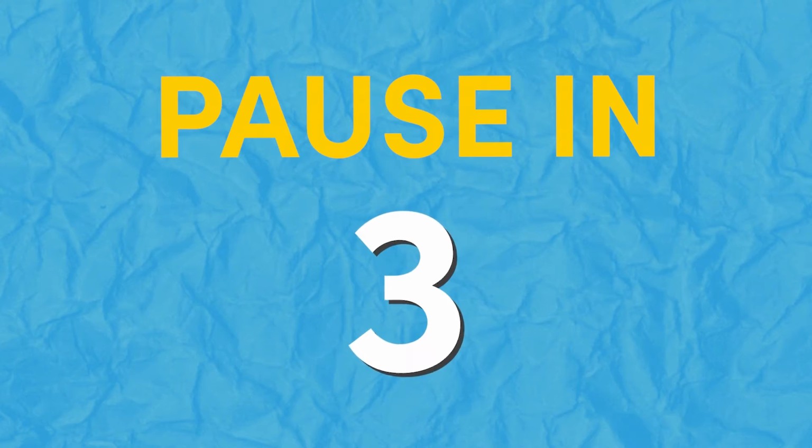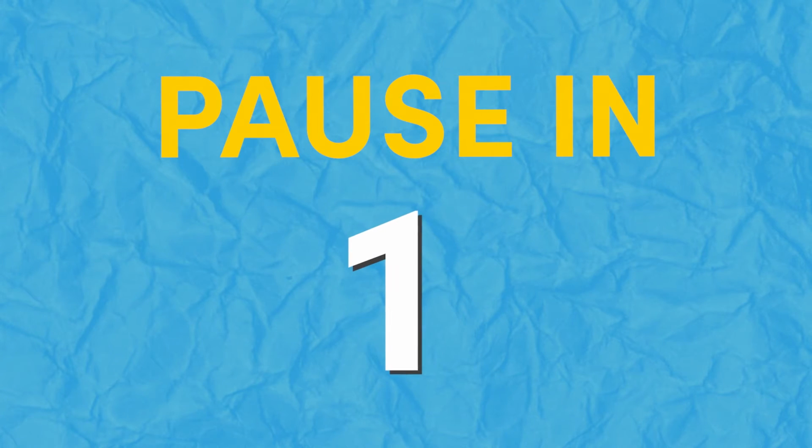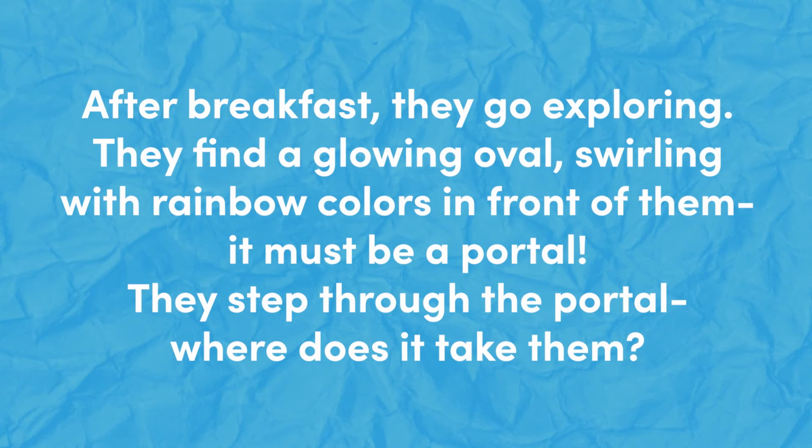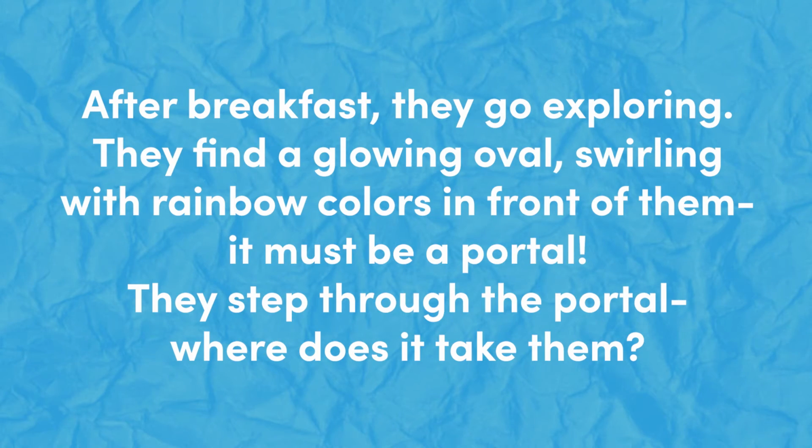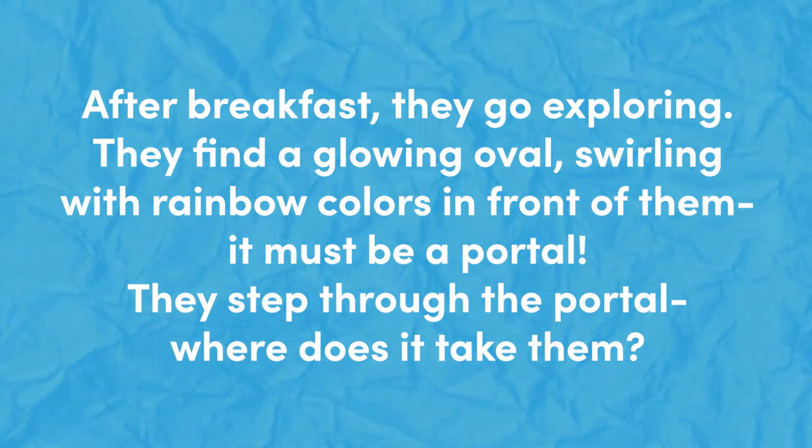They find a glowing oval, a swirling rainbow of colors in front of them. It must be a portal. They step through the portal. Where does it take them? Where does your creature go? And what do they do? How do they get back home?